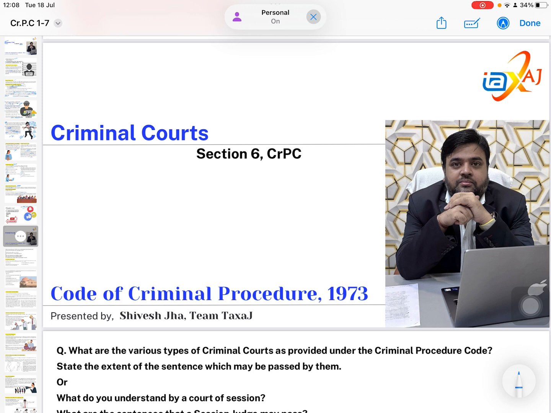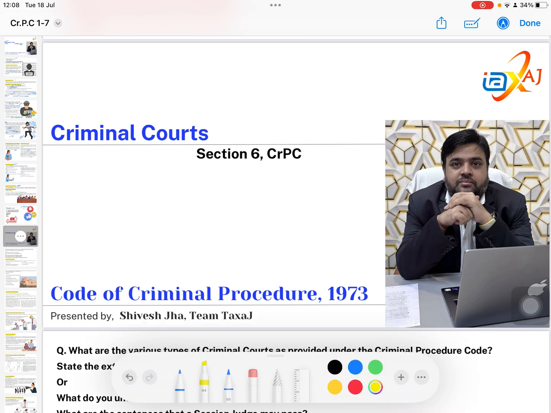आज हम बात करने वाले हैं अबाउट अ न्यू टॉपिक, क्रिमिनल कोड्स। सो लेट्स स्टार्ट द वीडियो। आवर टॉपिक इज क्रिमिनल कोड. It is section 6 of CRPC.